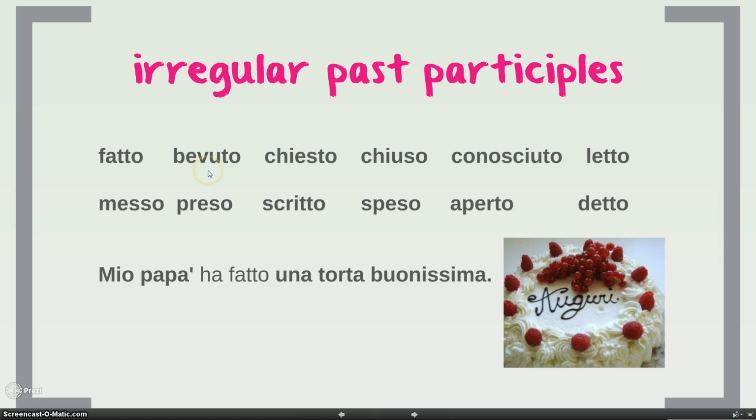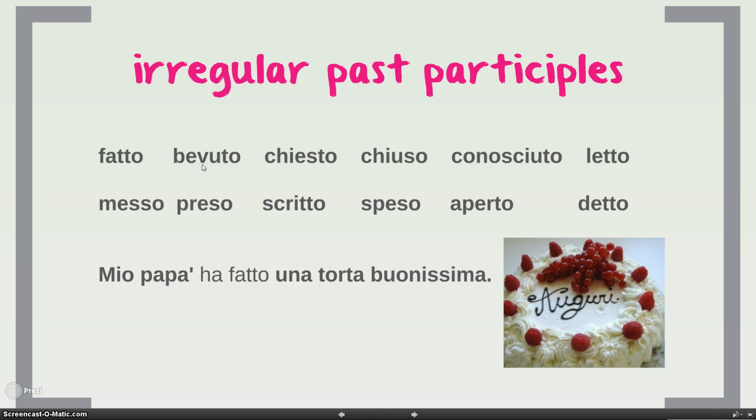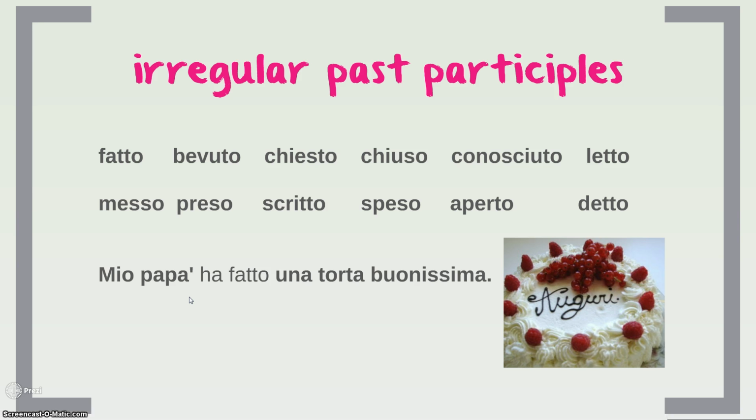Let's look at one more. If we were to form the verb bere regularly in the past participle, we would remove the ere ending and we would have buto because we would add the uto regular past participle ending. But of course, we have an irregular verb. We have this separate ending, evuto. Here's an example using the past participle. Mio papà ha fatto una torta buonissima, which would translate as my dad made a delicious cake.